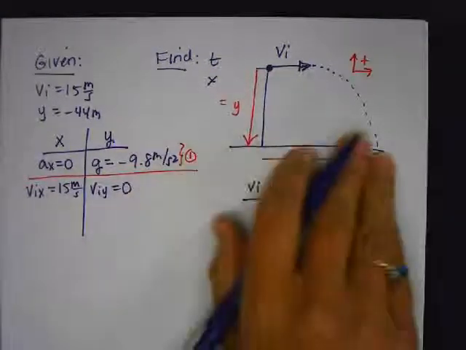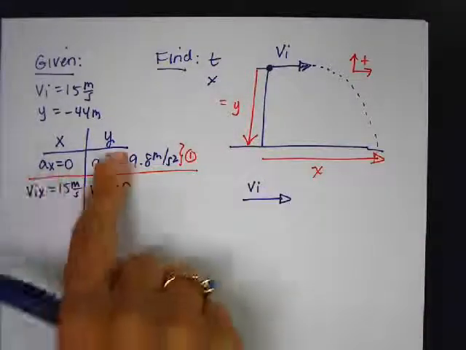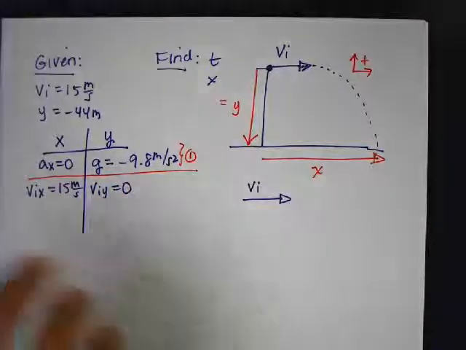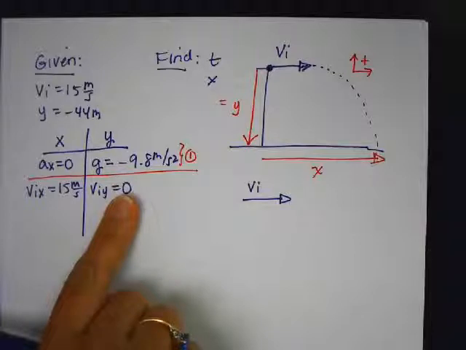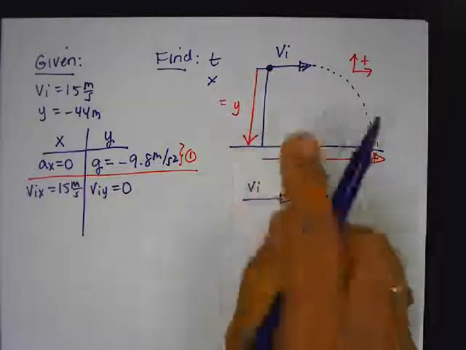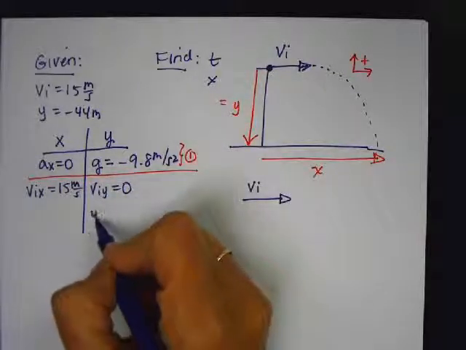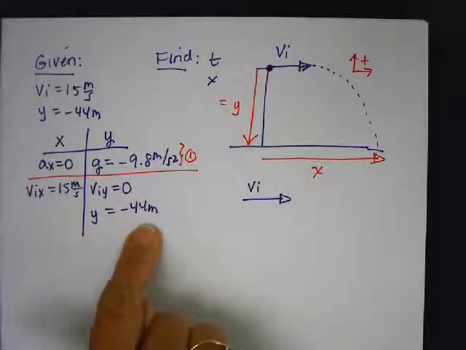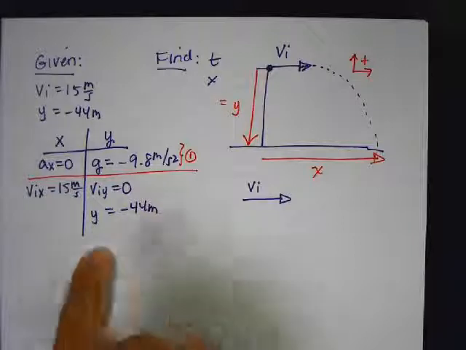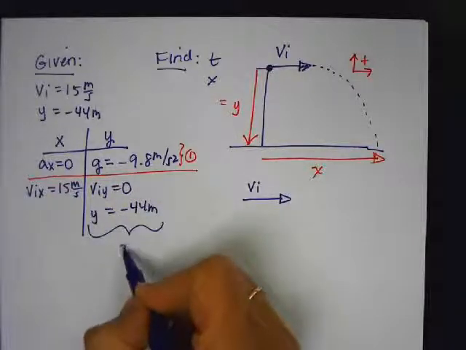Are we given anything else in the problem? Because if you remember, our equations all have 4 variables. Well, I need 3 things to find a fourth. So the last thing I was given was the height, so y is equal to negative 44 meters. So now I know that I'm going to start on this side because I have 3 things here.